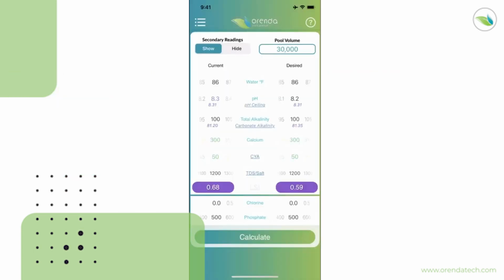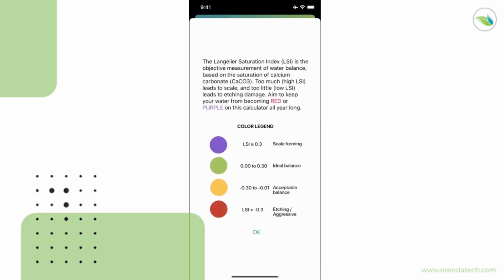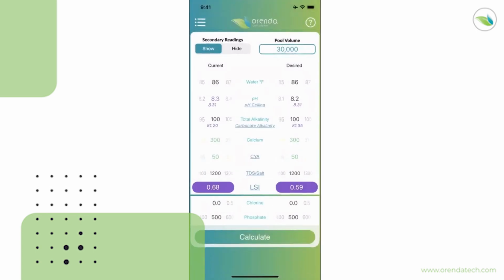Okay, so after a week, in those given perfect range chemistry parameters, the reality is you're not going to have a 7.5 pH after a week. You're going to have about an 8.3. That's a scale forming condition. If I go back and tap LSI, that's a purple number. Purple means scale forming. That's going to be a problem. What I want is to have a green LSI number after 7 days when I come back.